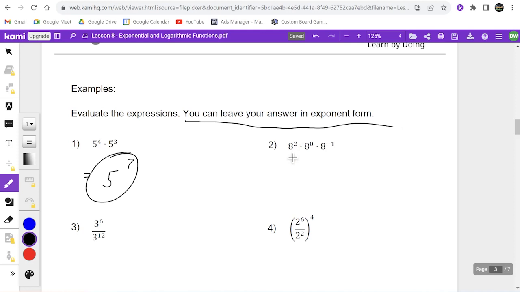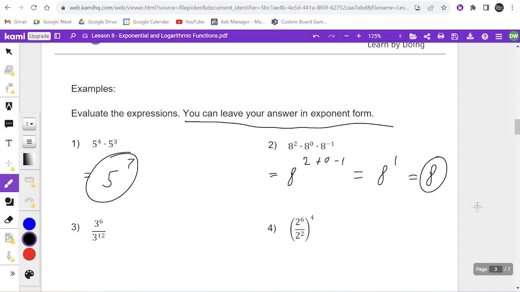Next, 8 squared times 8 to the 0 times 8 to the minus 1. Now, technically, you can rewrite 8 to the 0 as 1, and you can write 8 to the negative 1 as 1/8. But let me tell you the fastest way to solve this problem. The fastest way is writing 8 to the power of 2 plus 0 minus 1. In other words, just add your exponents together. And that's going to give you 8 to the first power. 8 to the first power is just 8. The answer is 8. Any questions on that one?